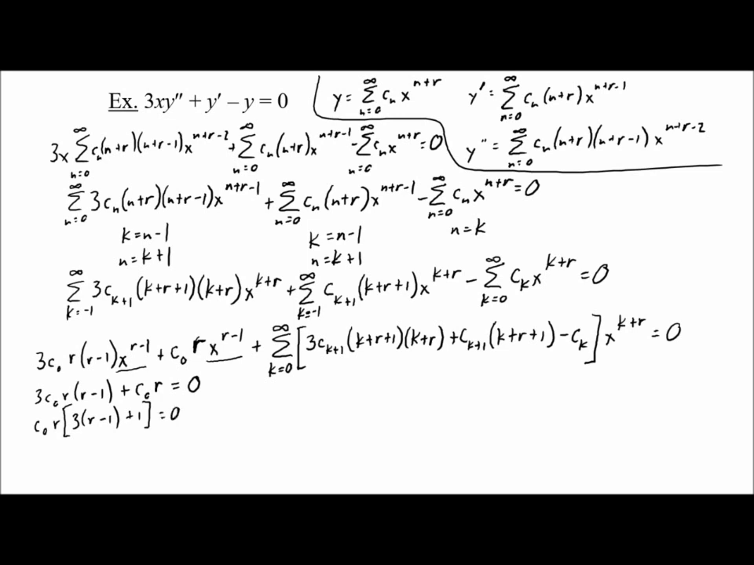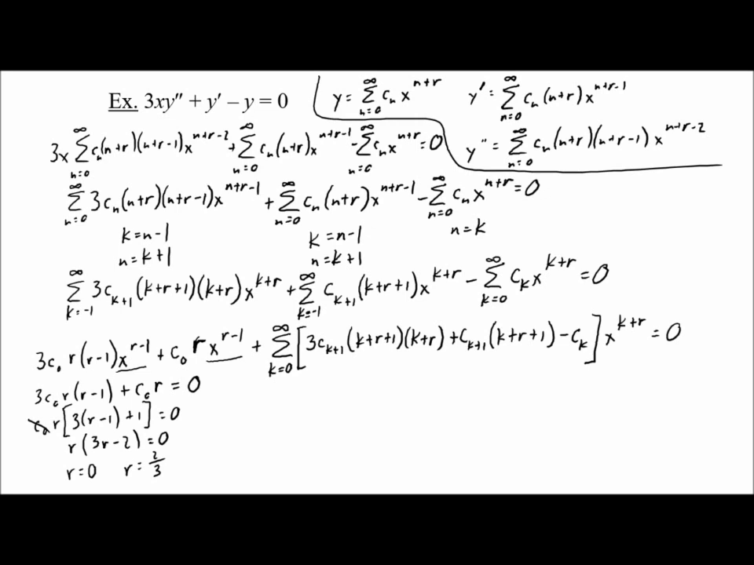So, first of all, c0 can't be 0. Maybe we'll get to that at some point, but basically c0 can't be 0. So when I solve this, I'm just solving r times (3r minus 2) equals 0. I'm getting r equals 0 and r equals 2/3.